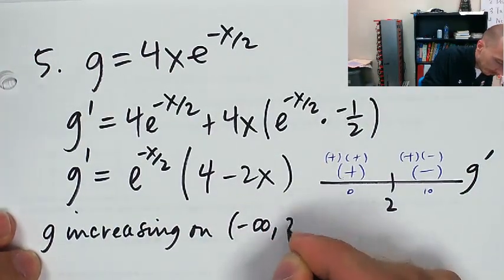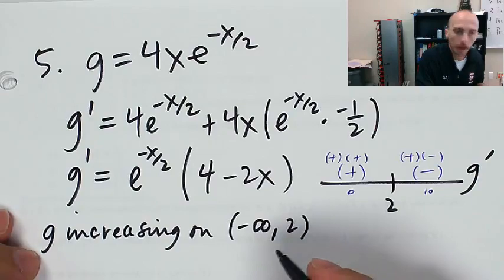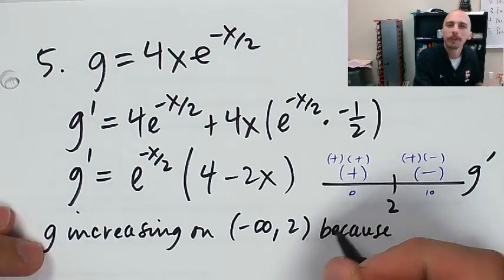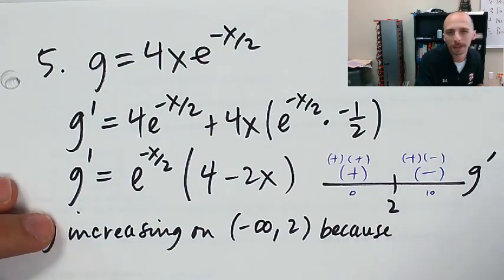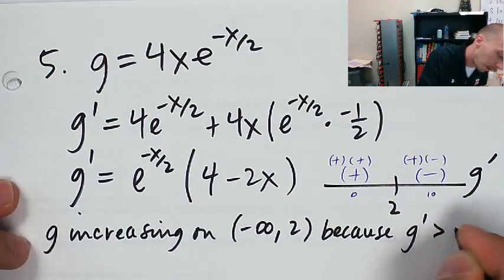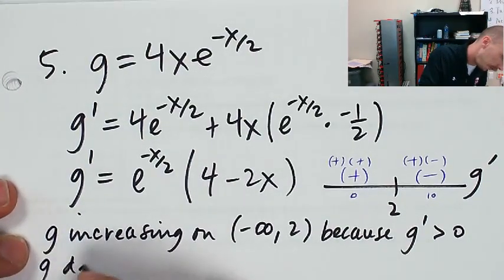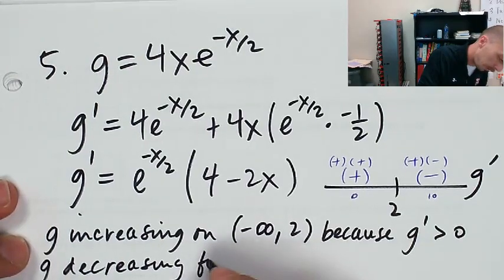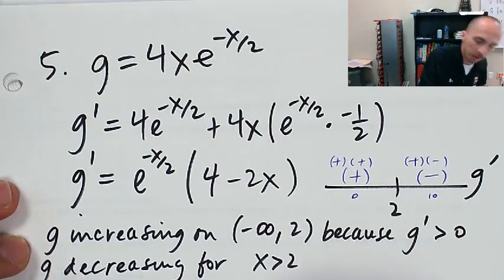So negative infinity up to positive 2, because always use a reason. And your reason should always have to do with the sign of something. And that's something you'll hear me say more as time goes on. But I'm going to just say g prime is positive. And then I'll say g is decreasing for, maybe I'll say x greater than 2.